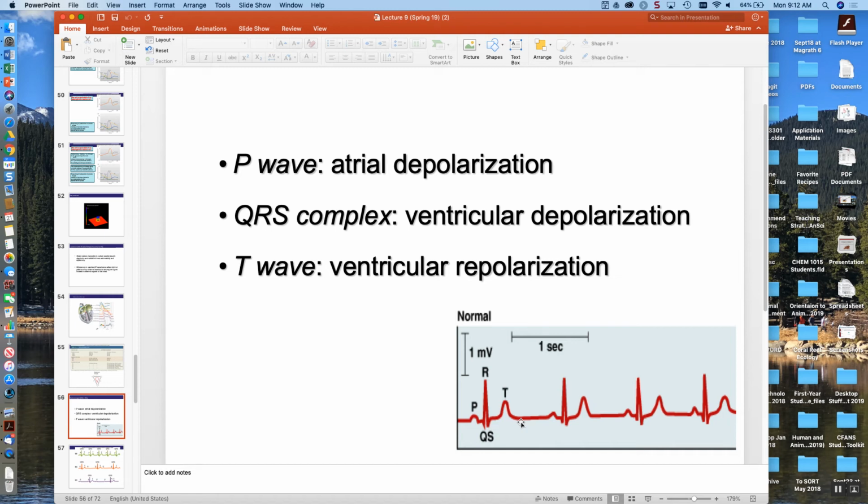Want me to say that again? Depolarization in one direction, that would be the P wave, looks very similar to repolarization in the opposite direction.